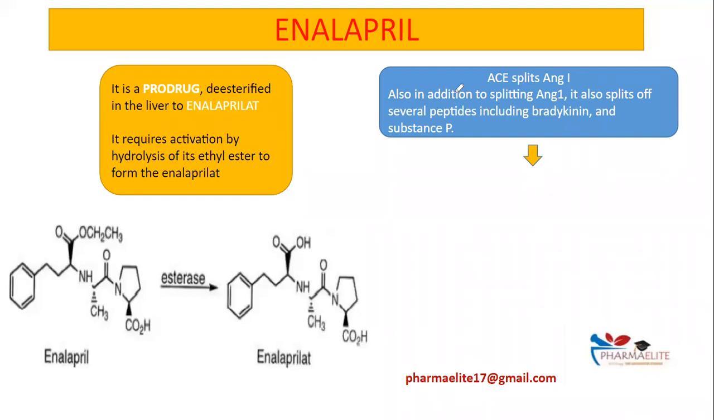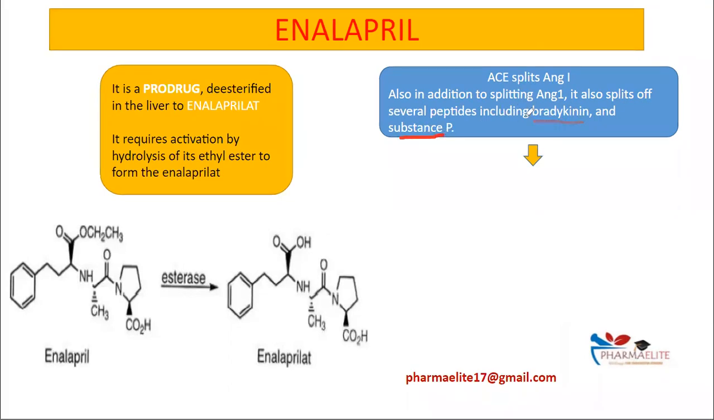Now, ACE inhibitors: we saw in the first flowchart that the ACE enzyme, angiotensin converting enzyme, splits angiotensin 1 to angiotensin 2. Okay, so the ACE enzyme converts angiotensin 1 to angiotensin 2. But apart from splitting angiotensin 1, it also splits other peptides, like bradykinin and substance P. So this is very important. The ACE enzyme splits other peptides also, like bradykinin and substance P.